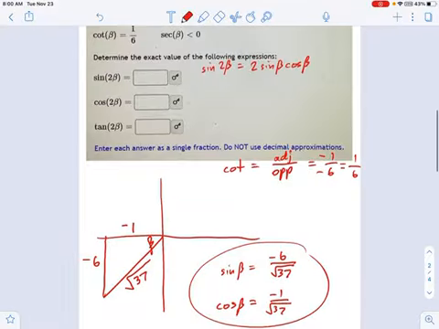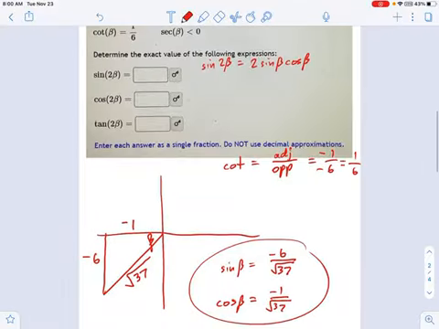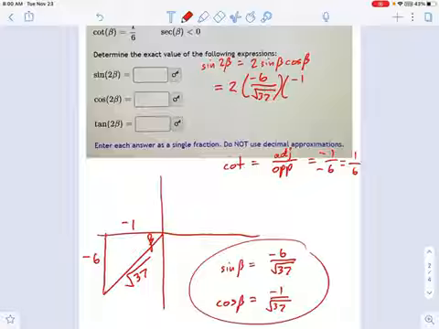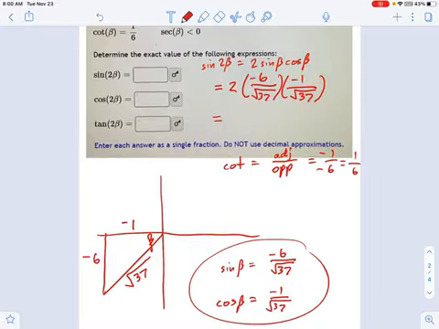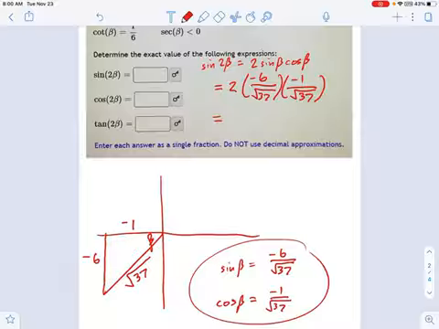So with sine and cosine, I am now finally ready to say what sine of 2 beta equals. This is going to be 2 times negative 6 over square root of 37 times cosine of beta, which is negative 1 over square root of 37. If we simplify this a little more, 6 times 1 is 6, times 2 is 12, so that's a positive 12 over 37. There is my answer for sine of 2 beta.